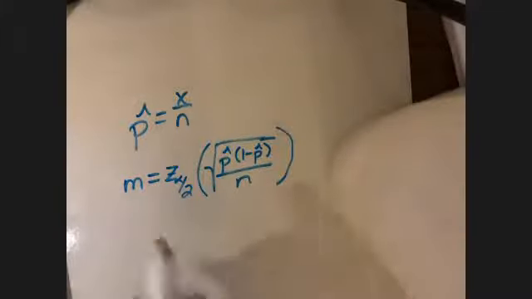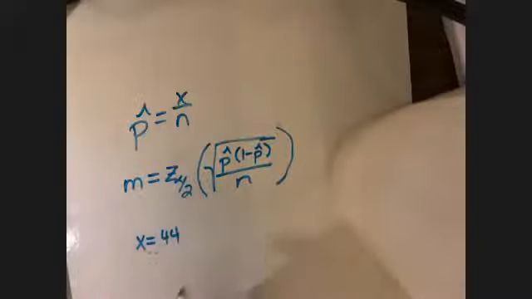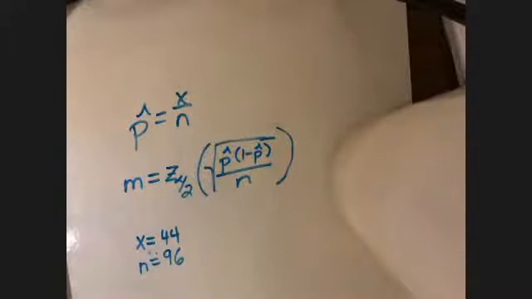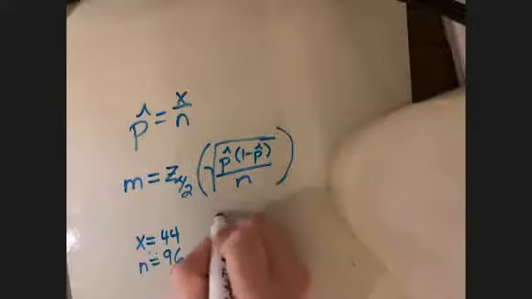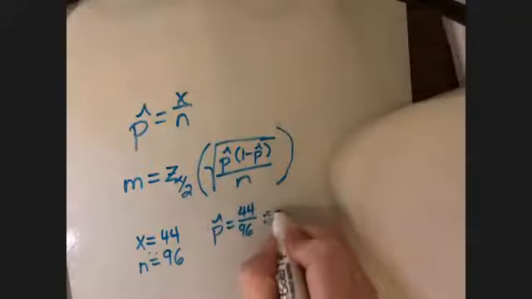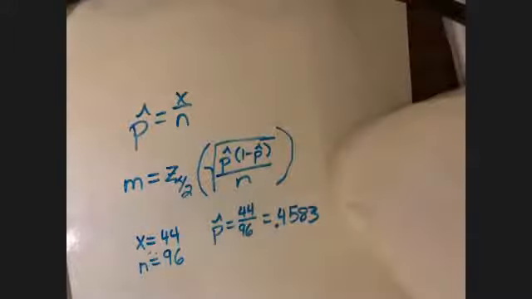So if we take a look just at finding p hat first, just working from there. If they tell me x is 44 and n is 96, just using that for the first part, p hat is going to be 44 over 96, which is 0.4583, and again, I probably rounded that as that went through.